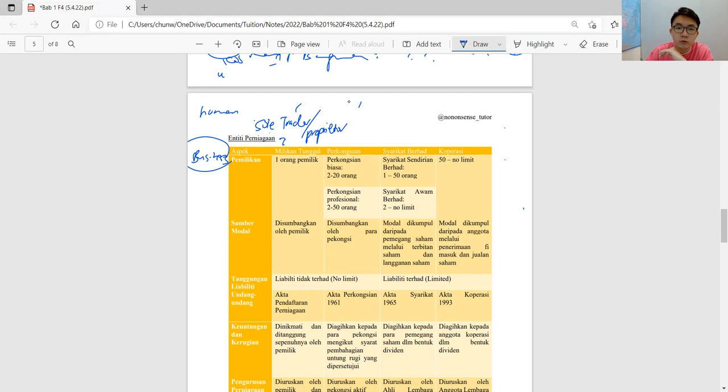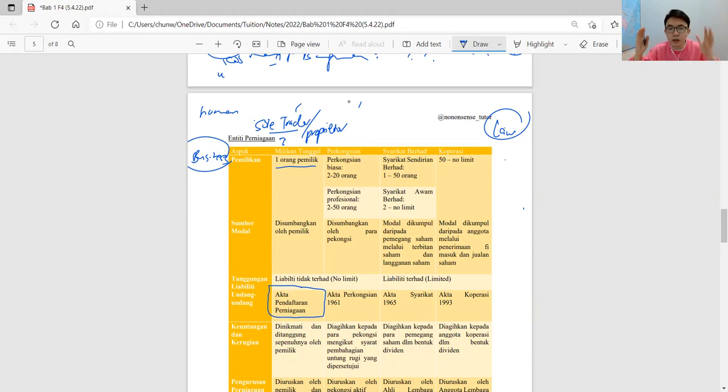Normally we call it sole trader, meaning for this one, what is the characteristic? You can only have one pemilik, satu orang pemilik sahaja. You see? So it depends on what kind of business. Anyone can do business, but first, which type of business are you registering? Because we have to follow the law, and each company runs differently. So Milikan Tunggal has its own laws, which is under Akta Pendaftaran Perniagaan. You see or not? So we go by the Akta Pendaftaran Perniagaan.